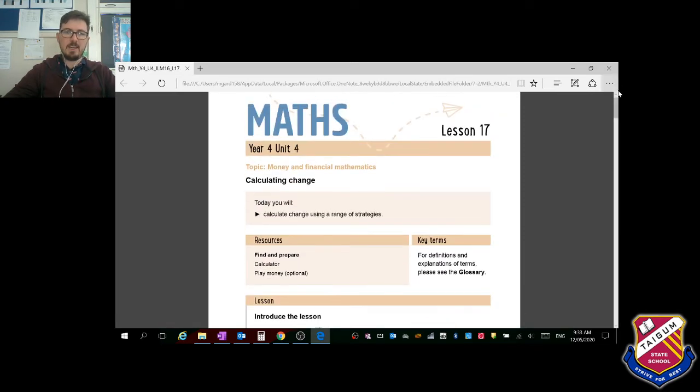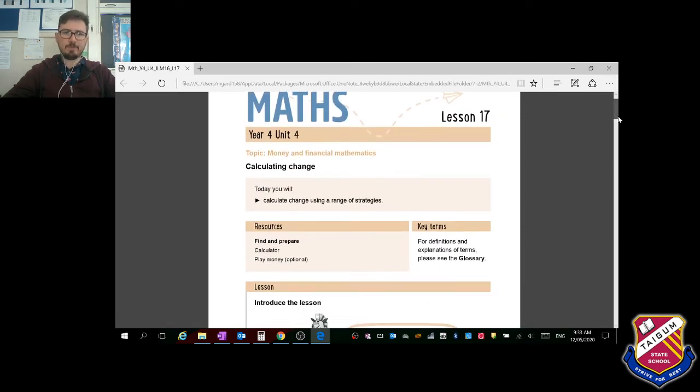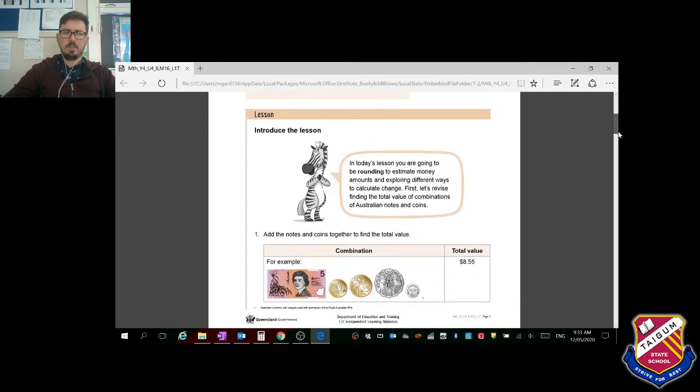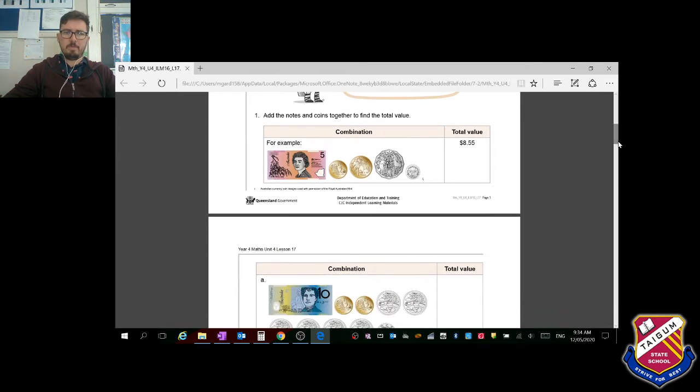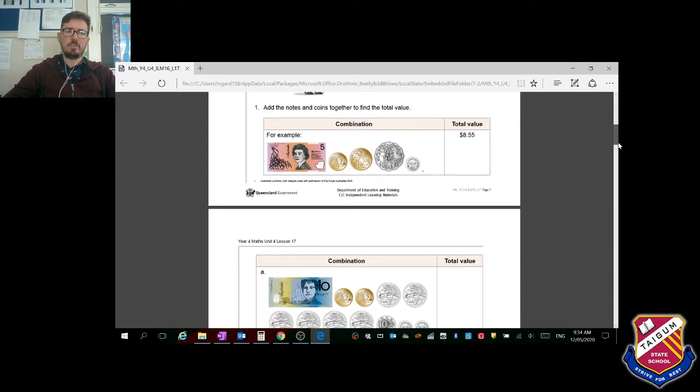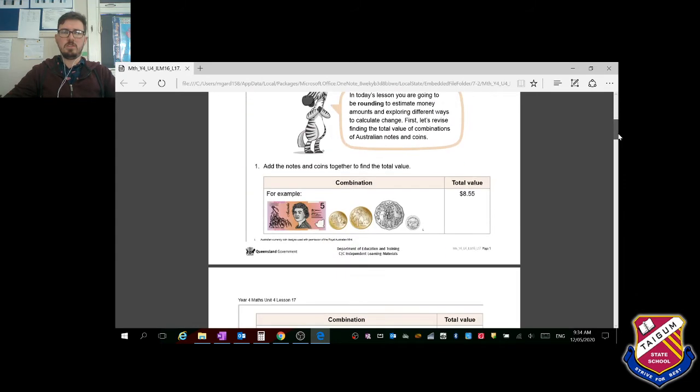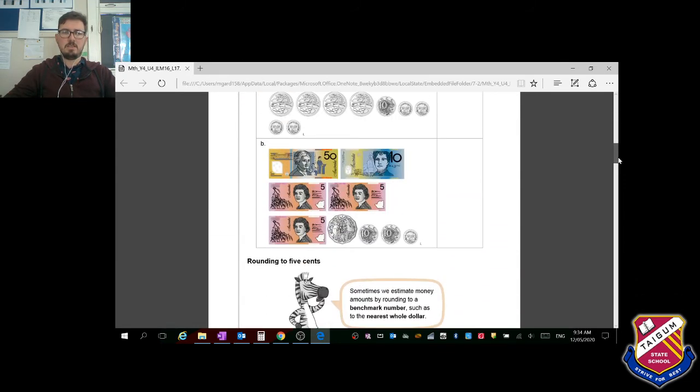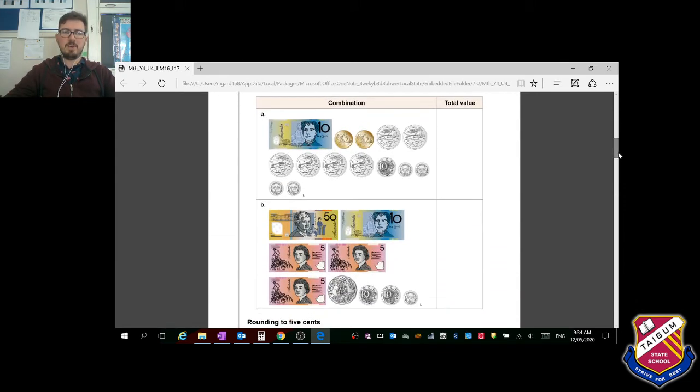Today's lesson is about calculating change. So we're jumping into a new concept now. The first activity is quite straightforward. It wants you to add the notes and the coins together to find the total value. The first one has been done for you. I want you to do A, B, and that's it. Pause the video and off you go.